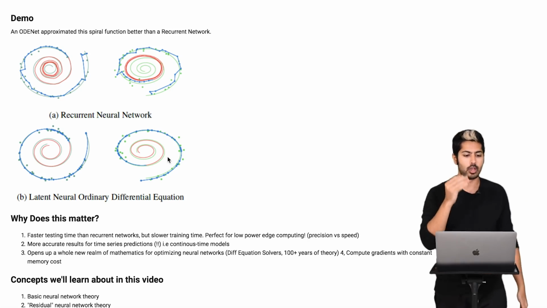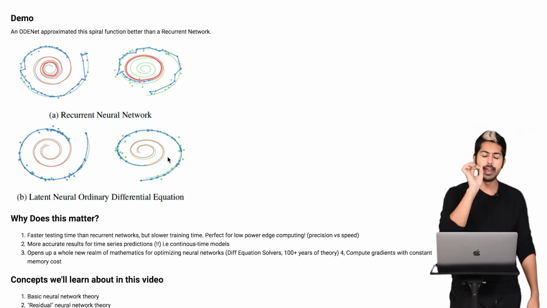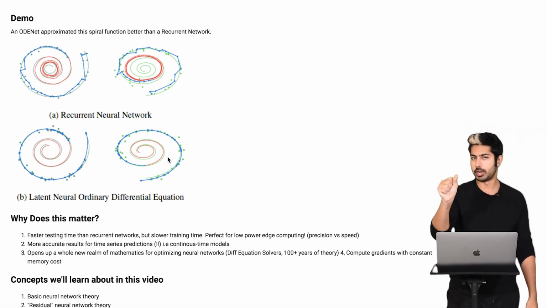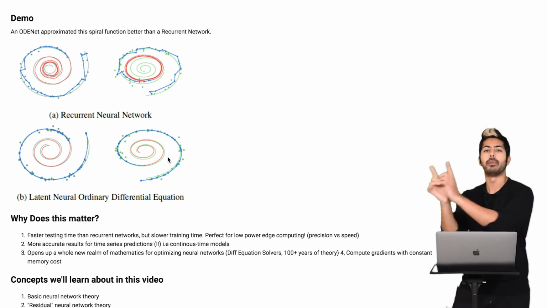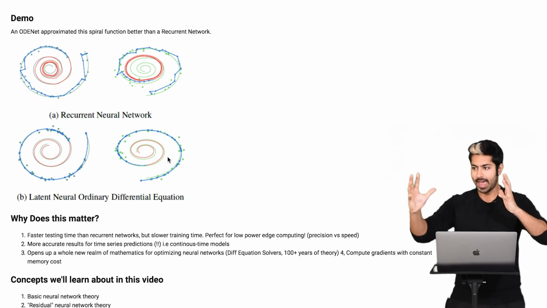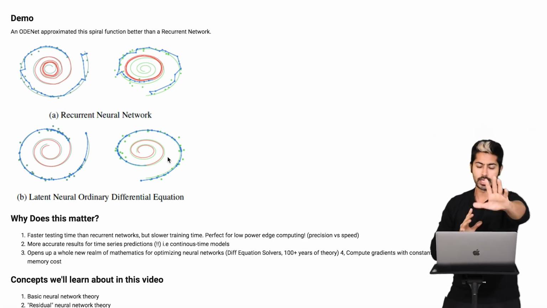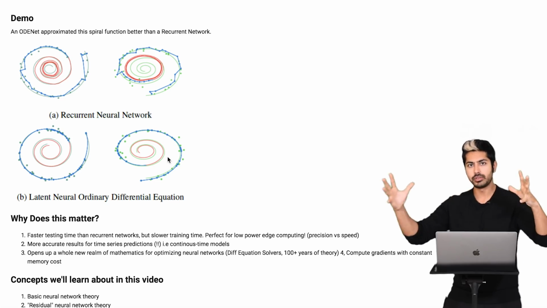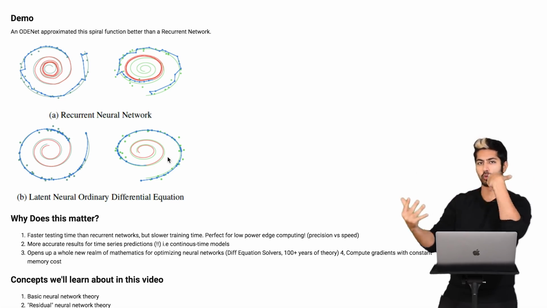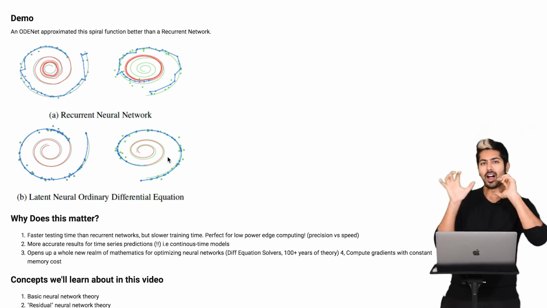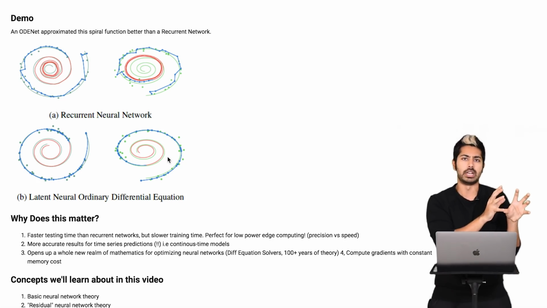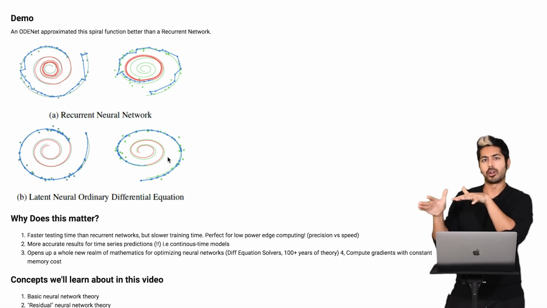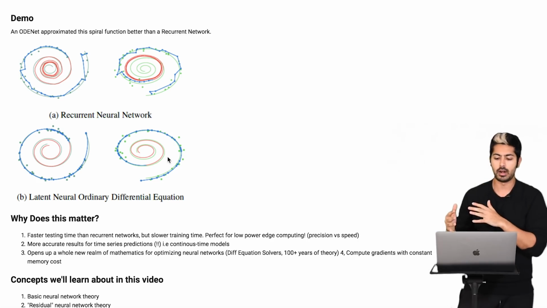This ODE network, which is Ordinary Differential Equation network, that these guys have invented. And one more point. Why else does this matter? So two points I've already talked about: faster testing time and more accurate results for time series predictions, i.e. continuous time models. And the third point is this opens up a whole new realm of mathematics for optimizing neural networks, right? If we frame it as what's called a differential equation, which I'm going to explain, don't worry if you don't get that, then we could use, instead of gradient descent, which we're used to only, an entirely new class of optimization solvers, which are called differential equation solvers. And there's 100+ years of theory behind these that we haven't really applied to neural networks yet in a mainstream way. So there's a lot of promise there.